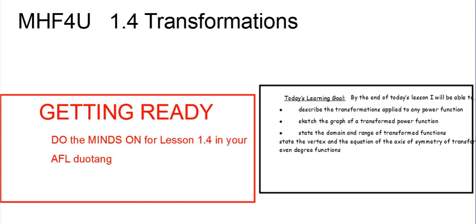We'll also be able to come up with the domain and range, and we'll be able to state the vertex and the equation of the axis of symmetry of any even degree functions. The other thing that we can do is come up with an equation of a transformed function as well.